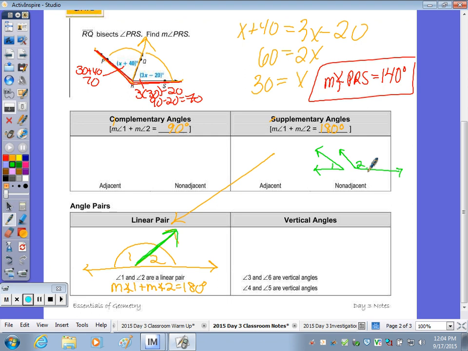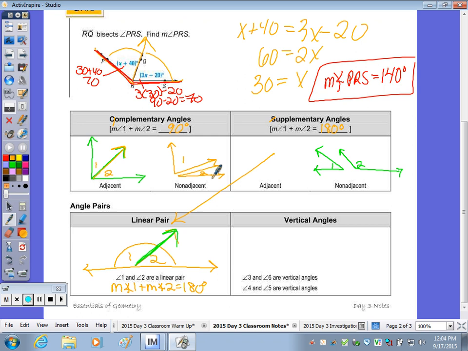Complementary, I'm going to draw a right angle. Again, adjacent, meaning they share this common ray or common side. Angle 1 and angle 2, their measures add up to 90 degrees. And then again, non-adjacent just means they're not touching. They don't have that common ray. Vertical angles.